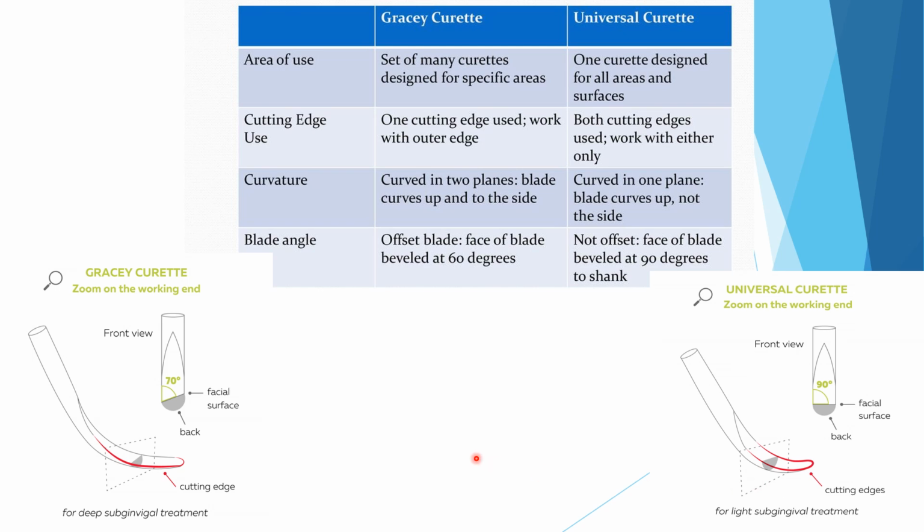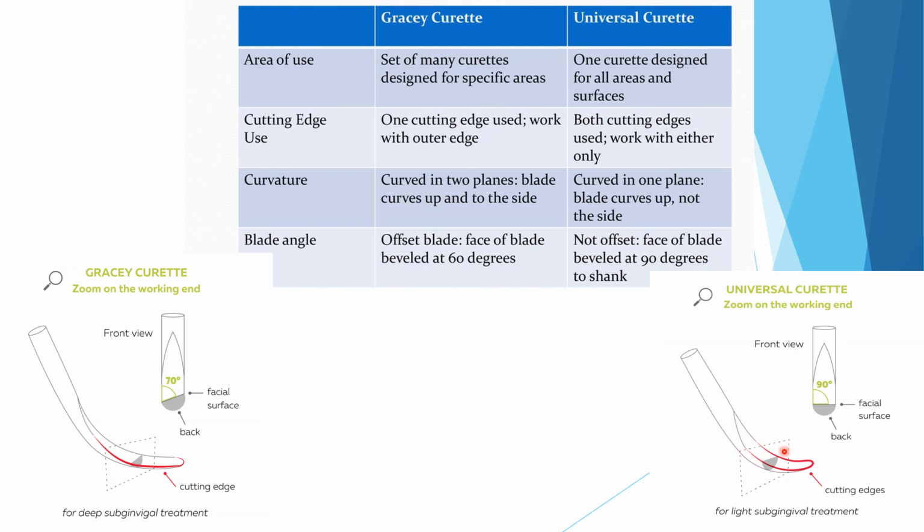And the curvature: it is curved in two planes in the case of the Gracie curette, that is, the blade curves up and to the sides. So it is curved in two planes. Whereas the universal curette is curved in one plane, that is, the blade curves up, not to the sides. Okay. Then coming to the blade angle, the Gracie usually has the offset blade, that is, the face of the blade will be beveled at 60 to 70 degrees. You can see this is the face of the blade. And then the universal curette does not have an offset blade. The face of the blade is at 90 degrees to the shank. So this is the 90 degrees to the shank.